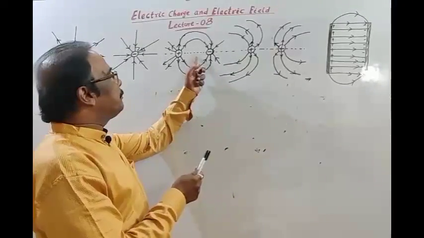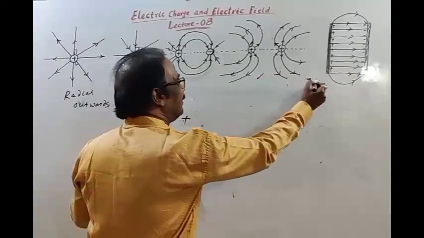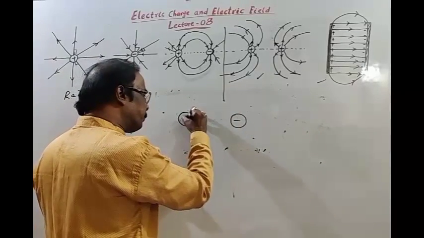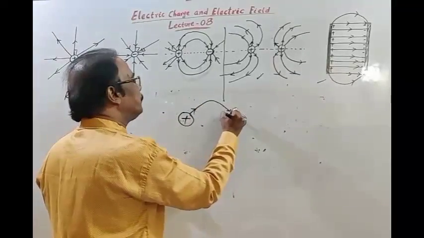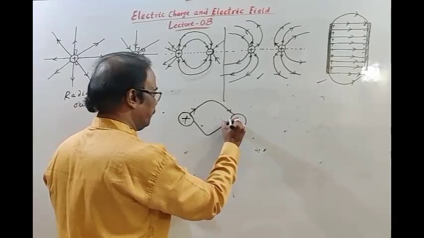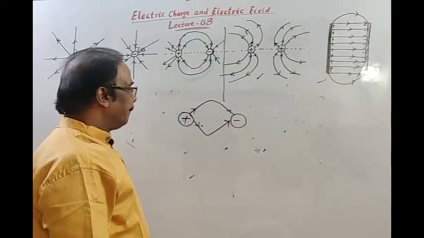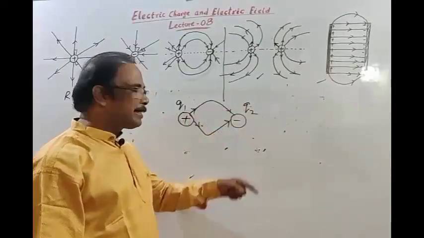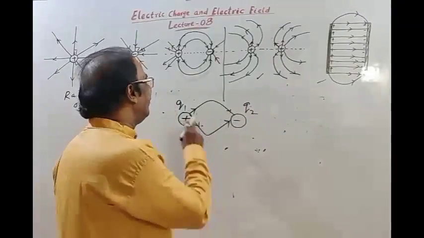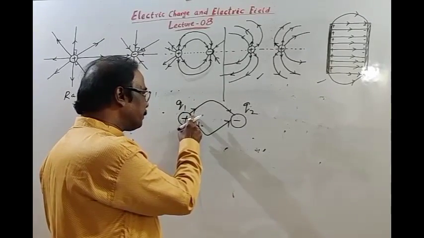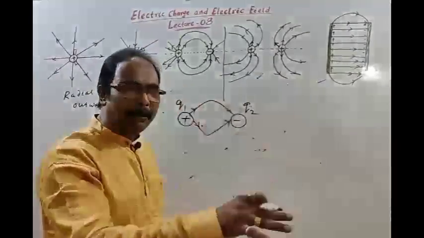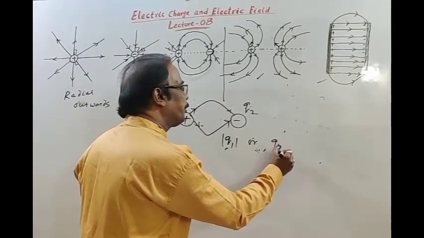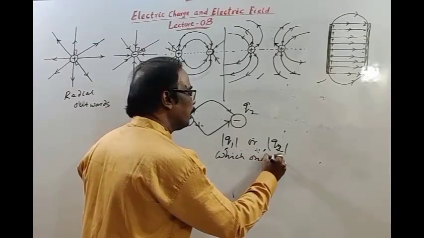Suppose we are considering this case, a positively or negatively charged body. We will go to all these two diagrams also. We have discussed up to this. This is a positively charged body and this is a negatively charged body. Suppose two lines of force are given, meaning here magnitude of Q1 is equal to magnitude of Q2. Magnitudes are same. Suppose we are considering two lines of force, starting from the surface of the positively charged body and terminating on the surface of the negatively charged body. If the question were asked, which one is greater, magnitude of Q1 or magnitude of Q2, which one is greater?